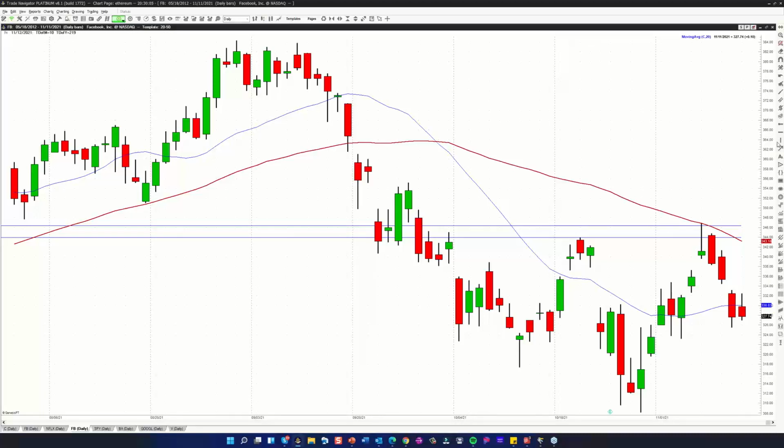And as to support, looking at a tweezers bottom, that's when you have two lows, the same lows, give or take, on consecutive sessions. That's right around the 323 area. As for first resistance, there's that classic falling window. And we'll wrap up with the S&P.